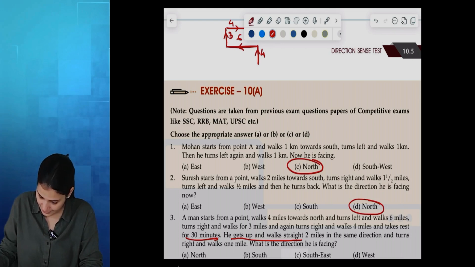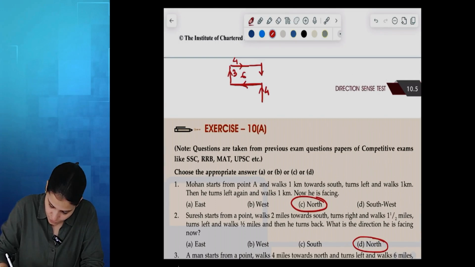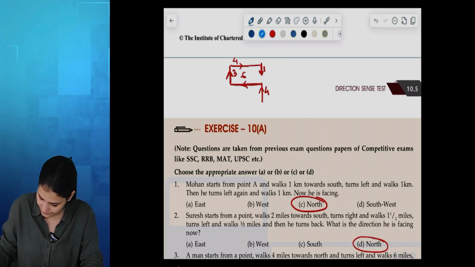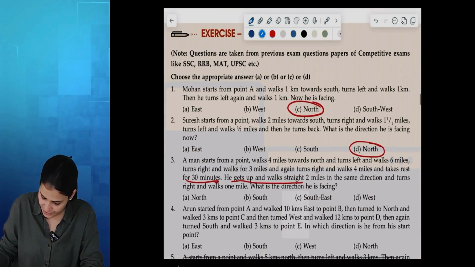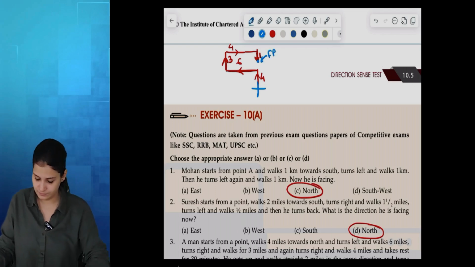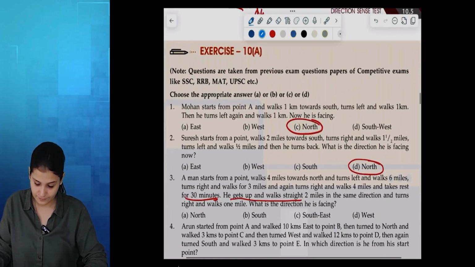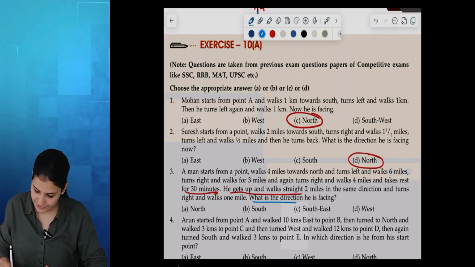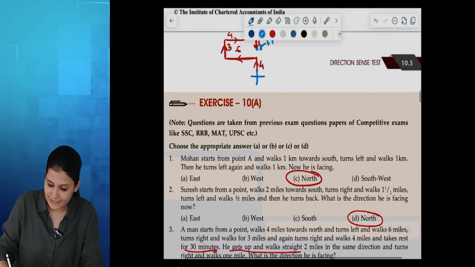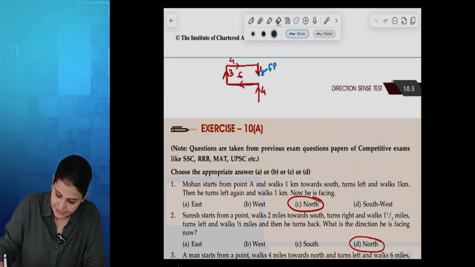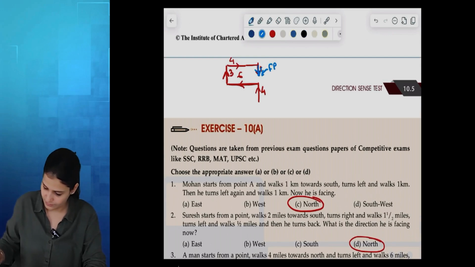Turns right and walks 1 mile. Turns right and walks 1 mile. So upward he went 3 miles, now he has come down only 1 mile. In which direction is he from the starting point? This was the starting point and this is the final point. Which direction? South, ma'am. Okay, what is the direction he is facing? He is moving downwards. So what is the direction? South.